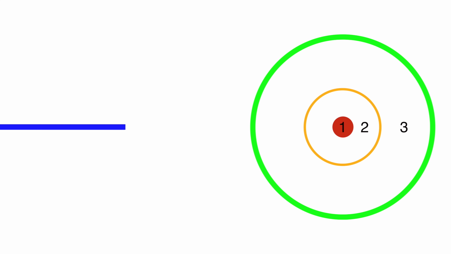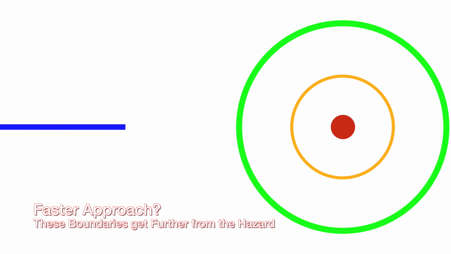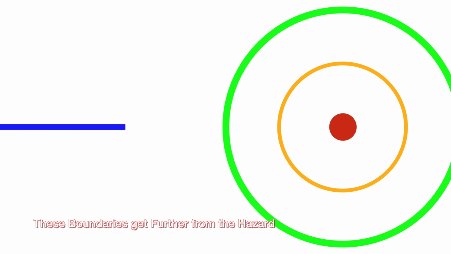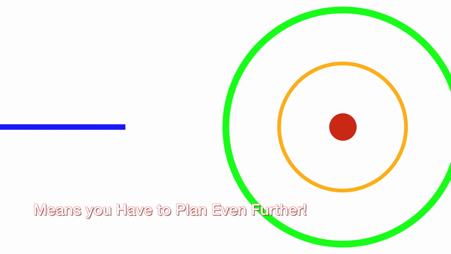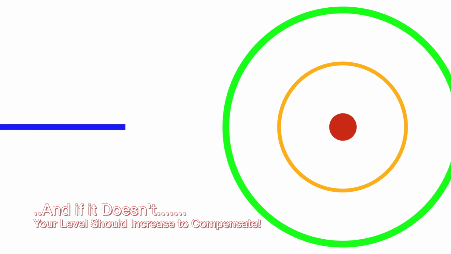What's going to happen if your pupil is a little faster on the approach? These boundaries get further from the hazard. In other words, you've got to go to more control sooner. And this all means that you have to plan even further ahead to allow your pupil to deal with things comfortably. Remember, as risk increases, your pupil's speed should decrease, and if it doesn't, you need to raise your level to compensate.